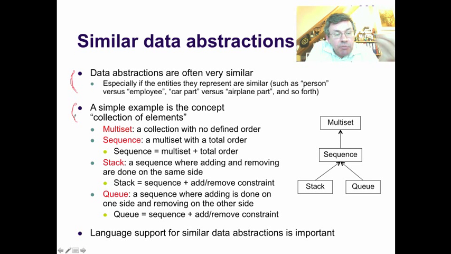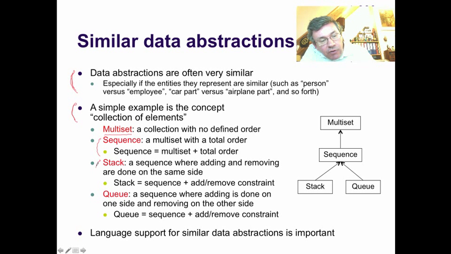I'm taking the concept of a collection of elements. So this is a multiset, a collection with no defined order where elements may be repeated. For example, the coins in my pocket. I can add a constraint to this. I can add an order. This turns it into a sequence where I have a first element, second element, up to last element.